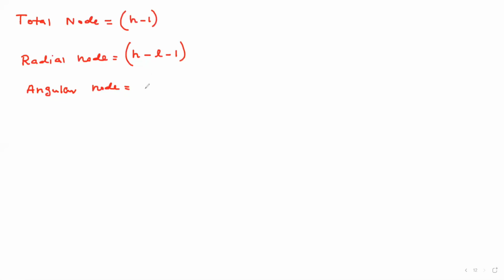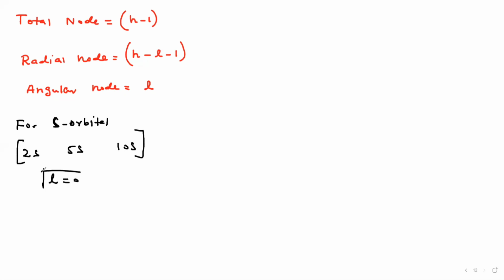See, I do one problem. Please note for the s orbital. If I take an s orbital, listen, I take 2s, 5s, I take 10s also, it's possible. What is the l value for all the s orbitals? 0. Therefore, s orbitals do not have an angular node. They only have radial nodes.